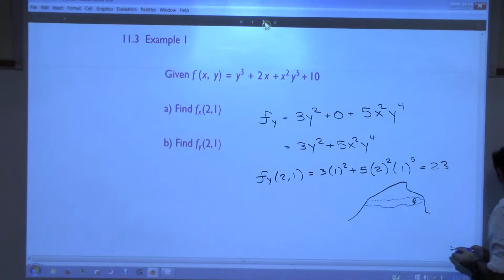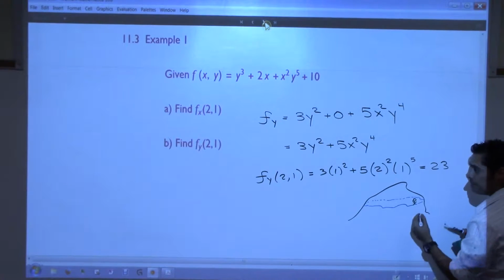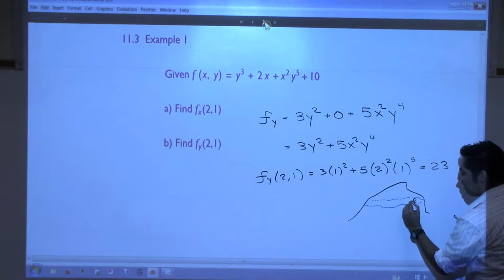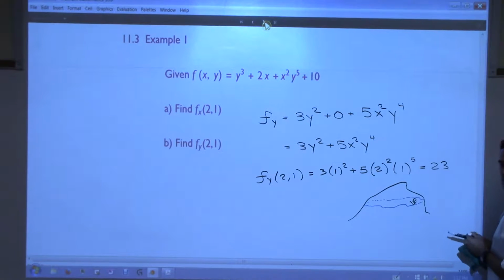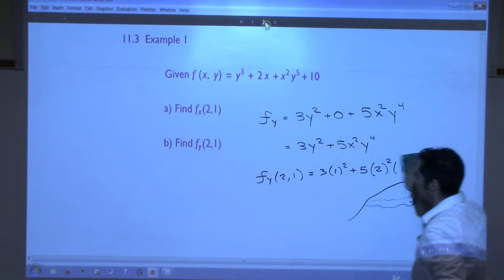As opposed to a different direction, which would be telling you which way to go so that you go up the mountain the fastest. It's all connected to this. We're not there yet. I'm just trying to show you where we're headed.